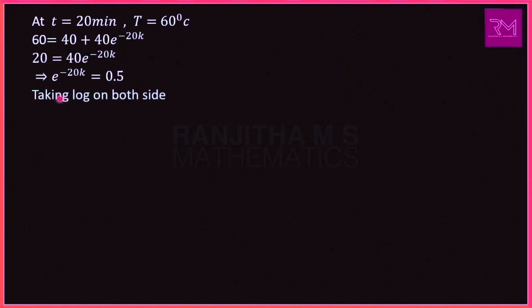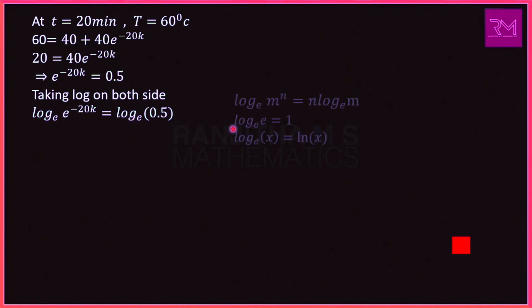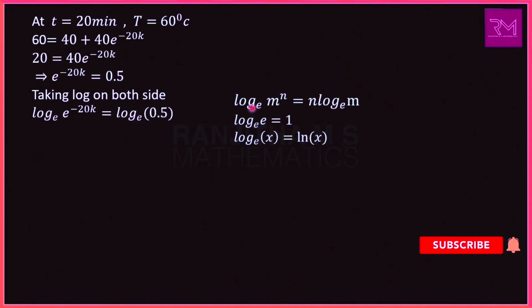Next step, we have to take log on both sides. We get log of e power minus 20k, here we have base e, which is equal to log of 0.5 to the base e. We know from the logarithmic formula that log of m power n we can split as n log m. So this is of the form log m power n, and we can split this value as minus 20k into log e to the base e. Also we know that log e to the base e value is 1. Hence we get the value on the left hand side as minus 20k.